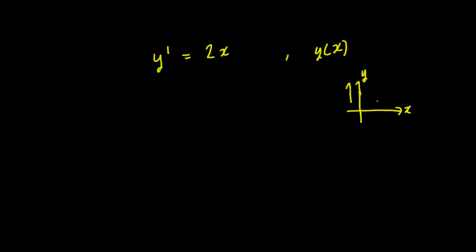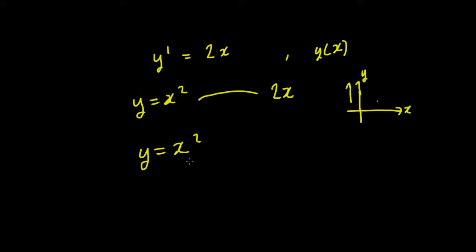So now we're kind of cheating because we already know the answer. We know that the function that, whenever we differentiate it, gives us 2x, has got to be y equals x squared. We know that's true because whenever we differentiate that we get 2x. So that's our solution. Our solution is y equals x squared.